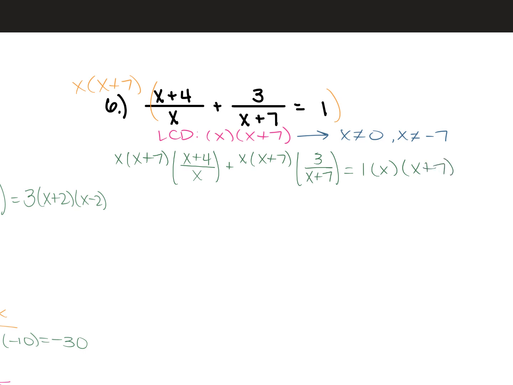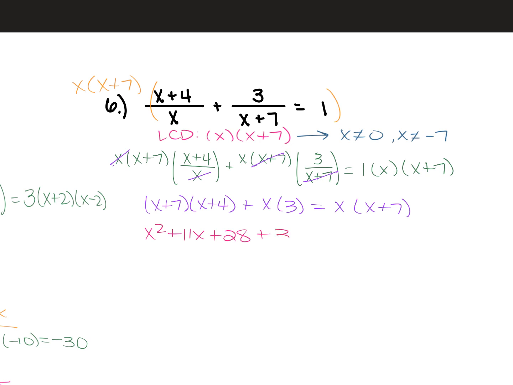So if we simplify, your x's cancel with the first part, your x plus 7's cancel with the second part. So you're just going to do x plus 7 times x plus 4 plus x times 3 is equal to x times x plus 7. If I FOIL out that x plus 7 times x plus 4, it gives us x squared plus 11x plus 28 plus x times 3 is 3x is equal to x squared plus 7x. We're going to combine our like terms on the left side. So that gives us x squared plus 14x plus 28 is equal to x squared plus 7x.